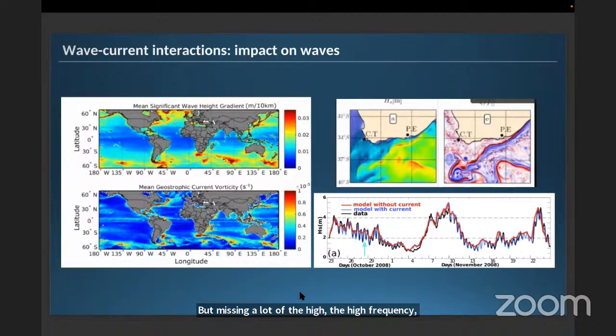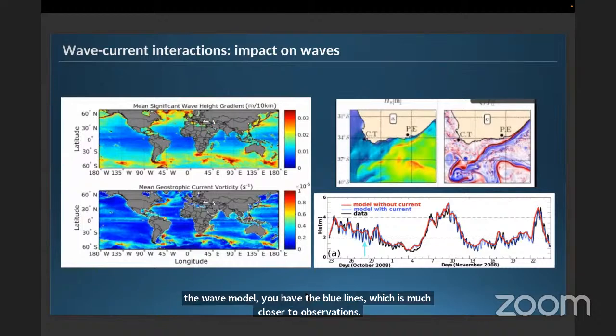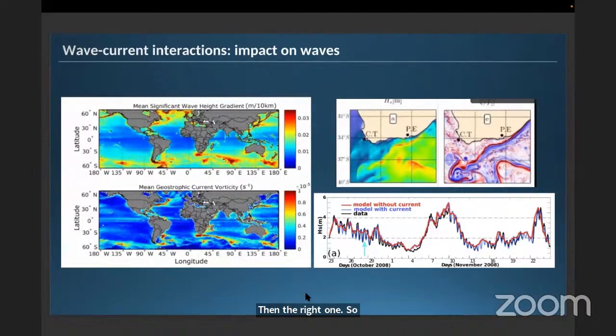And now, if you account for current wave interaction in the wave model, you have the blue lines, which is much closer to observations than the red one. So it's very important to consider high frequency and high resolution variability of the waves.